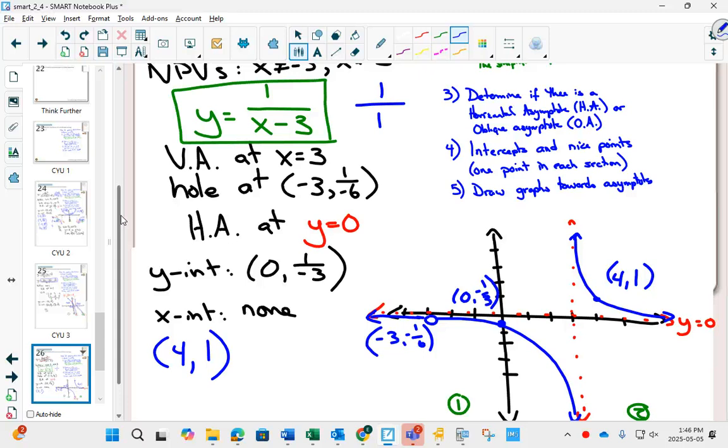Could they have more than one hole? Super easy. If I want another hole in this same graph, I just have to have an x plus 2 on the top and x plus 2 on the bottom. I'd have another hole. You can add as many holes to a graph as you want.